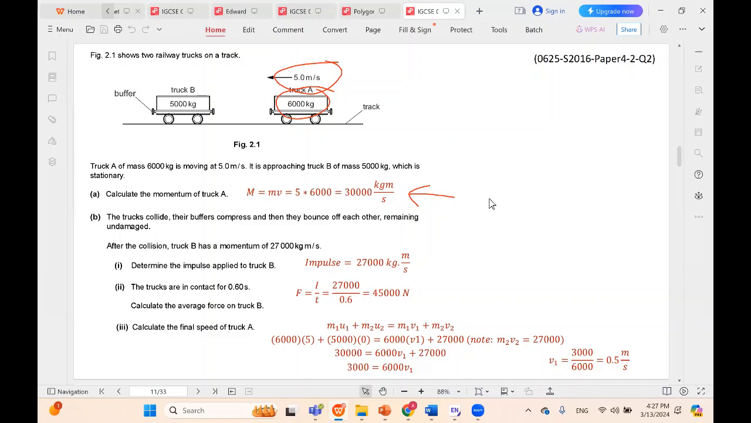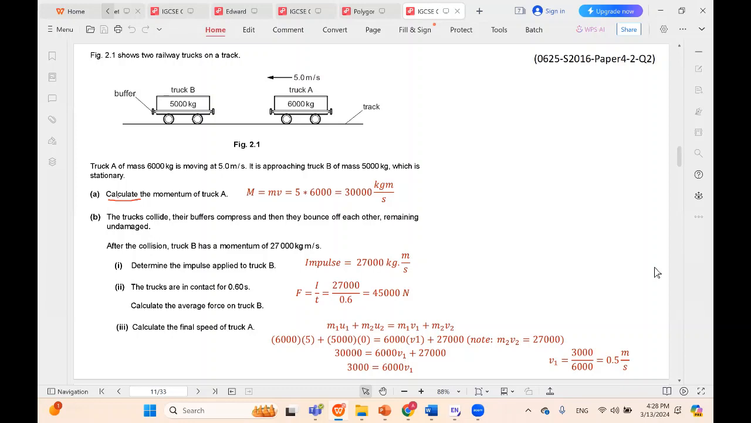The trucks collide, their buffers compress, and then they bounce off each other, remaining undamaged. After the collision, truck B has a momentum of 27,000 kilograms meters per second. Determine the impulse applied to truck B. Like we said in the previous problem, the verbs are very indicative. So calculate means that you're actually going to perform a calculation. However, determine means that there is no calculation required. You are simply going to use common sense to figure out what the impulse is.